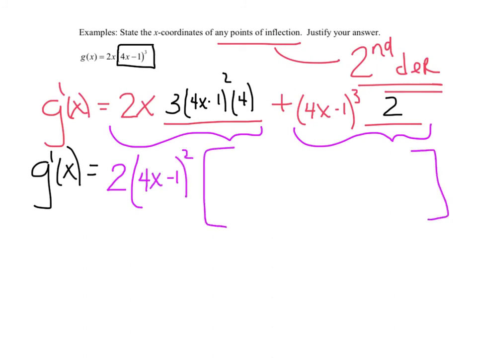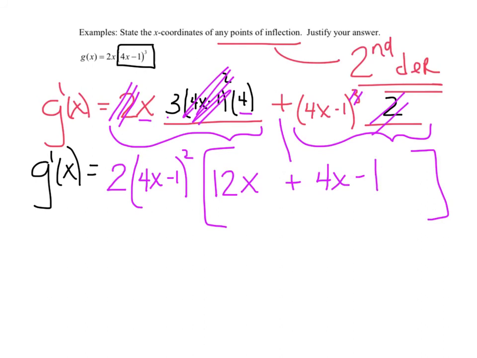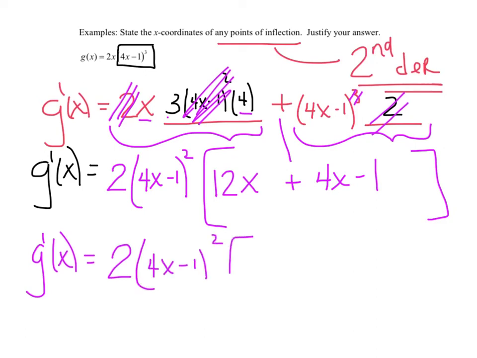Okay, and then I'm going to bracket in what's left. So from this side, I took out a 2 and I took out the 4x minus 1 squared. So it looks like I have an x, a 3, and a 4 for a total of 12x. Then we have this plus sign. I took out the 2 and I took out a squared, so I have 4x minus 1. Again, I'm going to clean this up before I dare take that second derivative. I've got 2, 4x minus 1 squared, and this gets me, let's see, that's 16x minus 1.